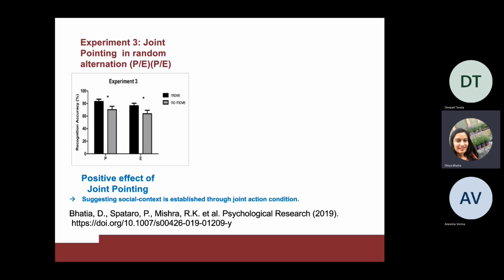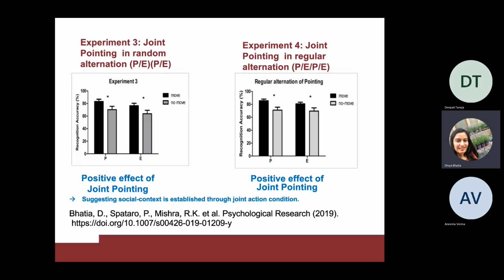So the first thing that we thought was maybe it's the random alternation. So we conducted another experiment. We had a regular alternation of the P and E. So now it was PE, PE, PE regularly, so that the participants knew when their turn was coming up. So there was no anticipation component. In this case, again, the effect reappears. So we have the same memory advantage as we have seen in this condition.